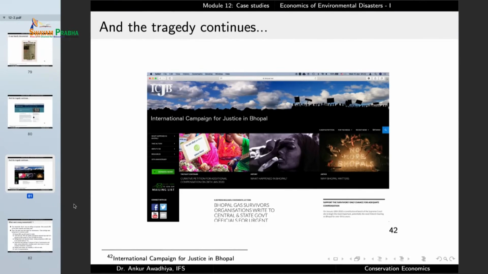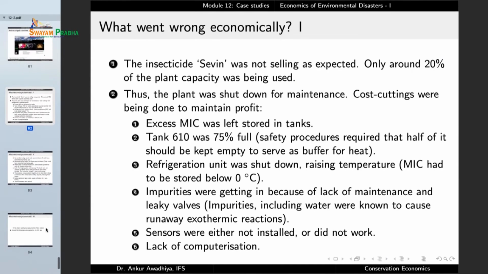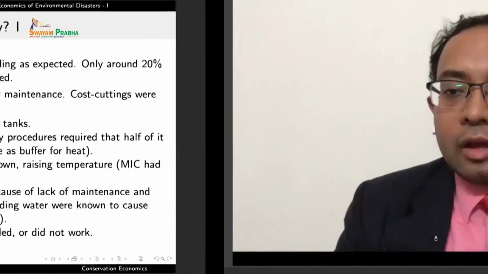So, after this documentation, there were a number of studies on what went wrong. And we are interested in knowing what went wrong economically. Well, the insecticide named Sevin that they were manufacturing was not selling as expected. Only around 20% of the plant capacity was being used. So everything begins from an economic point of view. The cause of this disaster was that the insecticide was not being sold at that large a volume that the industry was expecting. So only 20% of the plant's resources were being utilized.